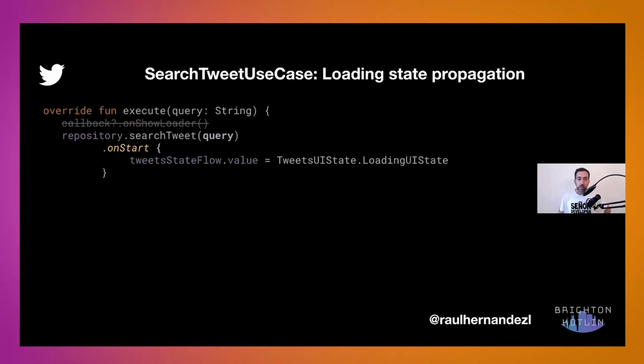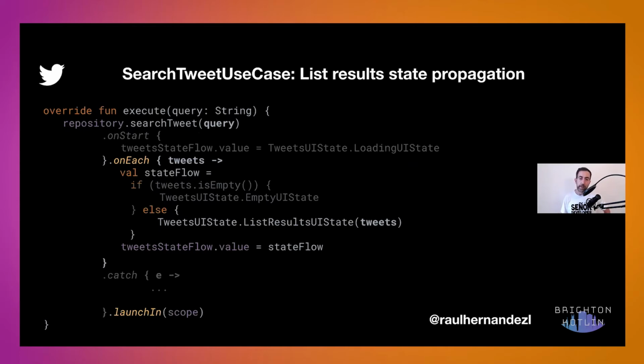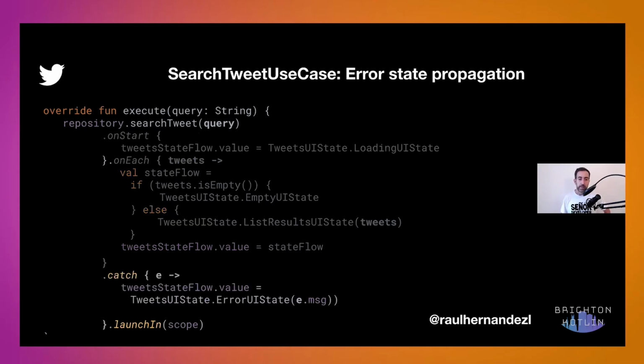Now we're going to start removing the callbacks. So basically the search tweet, we're going to search for the query, and we'll start with the onStart operator from flow, which is very convenient as well. We're going to pass the state flow by means of the value functionality of the loading UI state. That's going to be the first step that we run every time the flow starts. And then for any iteration of this flow, we'll check if we have any results. If it's empty, we'll pass this. And if it's not empty, we'll pass the different tweets. As simple as that. And then the catch will pass the error message and it will be shared across.